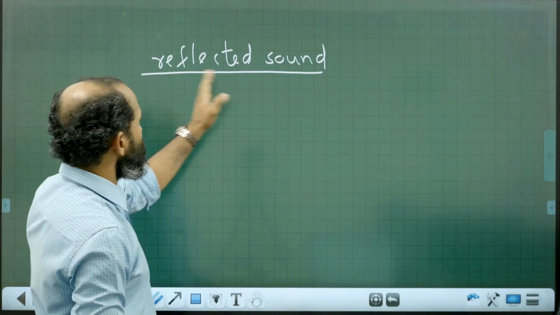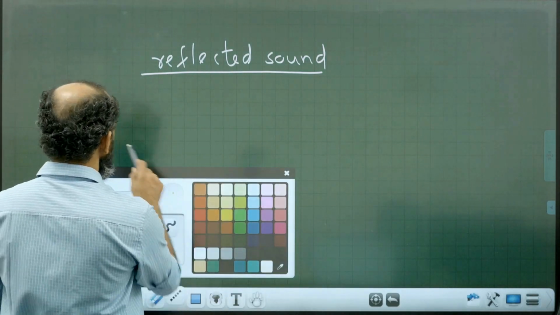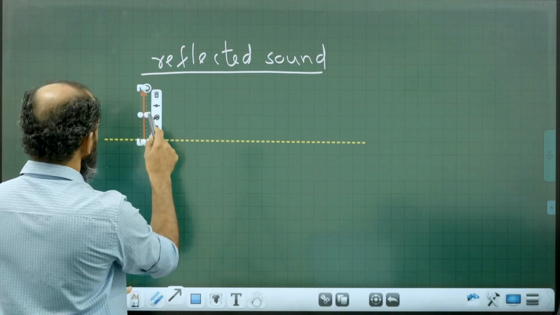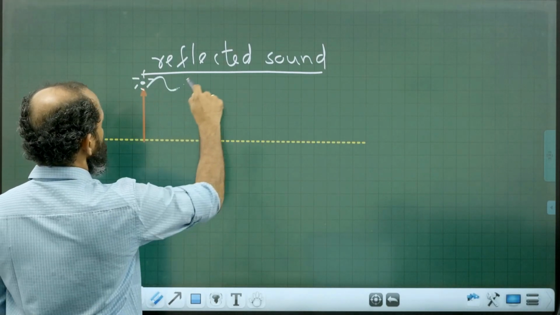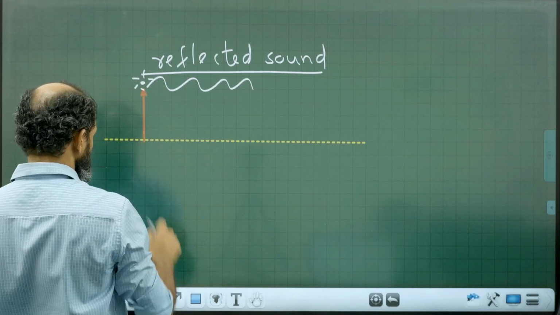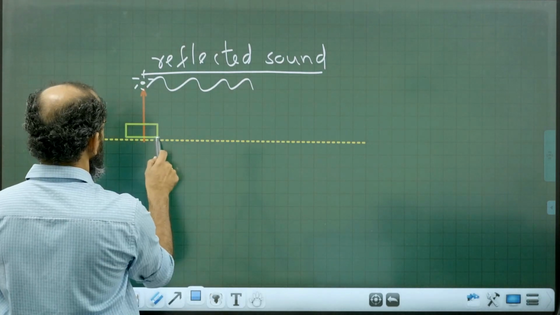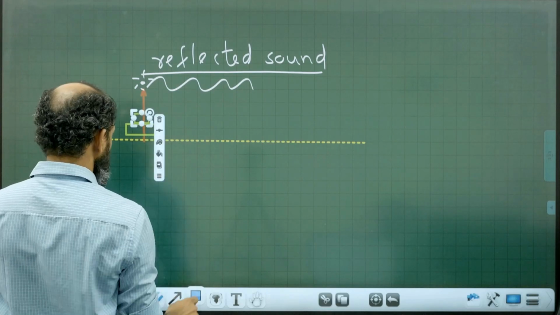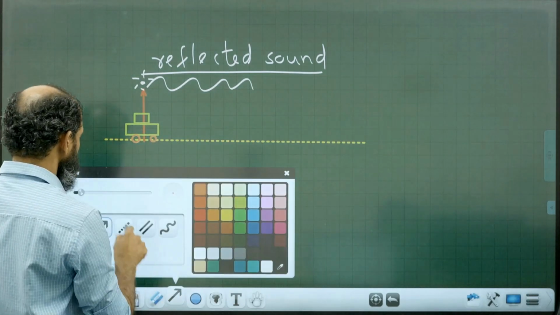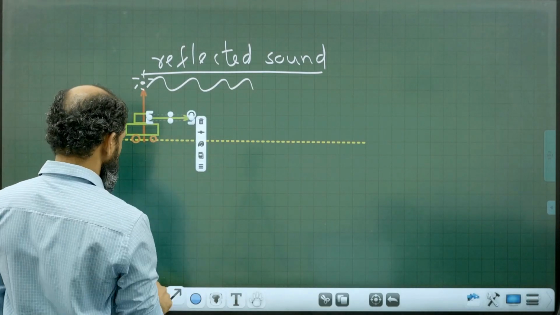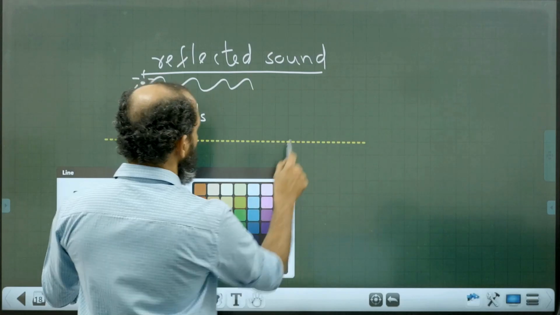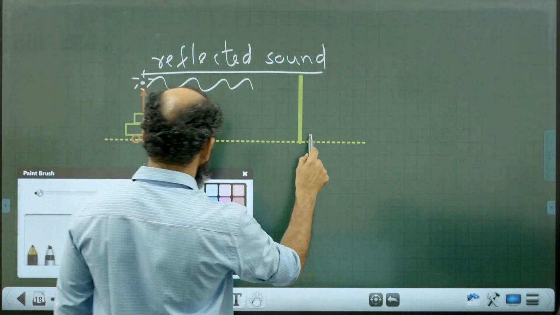Okay, now reflected sound. Suppose a sound-producing source, here is the source. That source may be a car. The car is moving with velocity of the source towards a cliff, maybe a cliff.